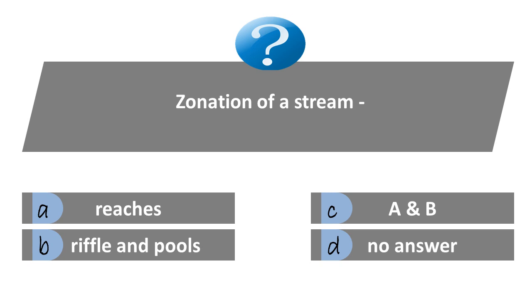Zonation of a stream. A. Reaches. B. Riffle and pools. C. A and B. D. No answer.